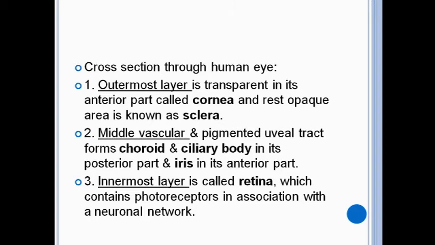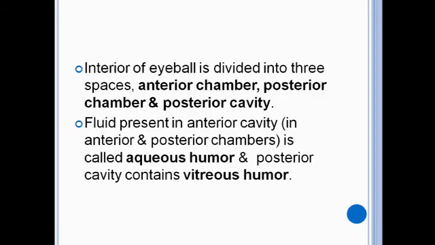The last part is termed as your innermost layer, or the retina, which consists of your receptors and from where the optic nerve emerges. Now, the interior of the eyeball is divided into three spaces and two cavities. The anterior chamber and posterior chamber are together termed as cavities. The anterior cavity is filled with aqueous humor, and the posterior cavity contains vitreous humor. So this is the general introduction to all the structures present in your eye.